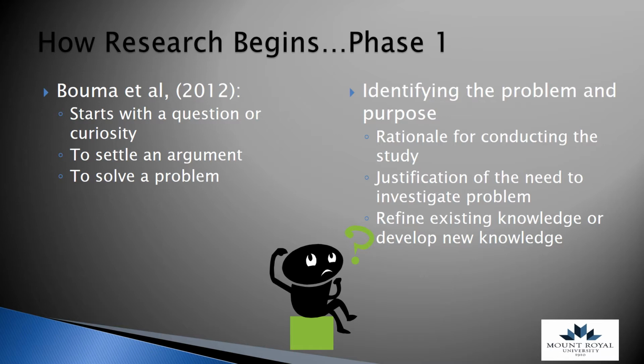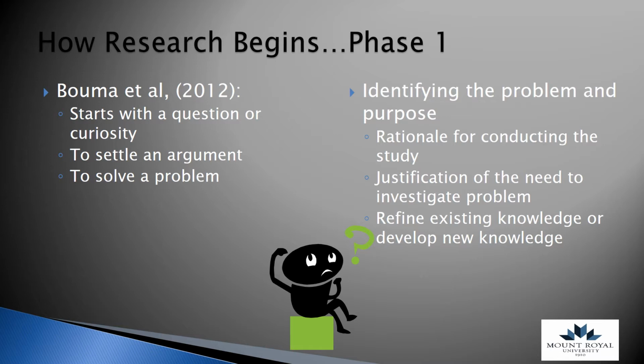So we need to clearly identify the rationale for conducting this study. So why is it an important study to conduct? We don't do research just for the sake of doing research. We need to justify the need to investigate this particular problem. It may be that it's a common concern or common problem, or there hasn't been adequate research done on it in the past.